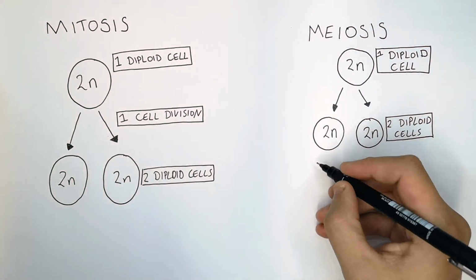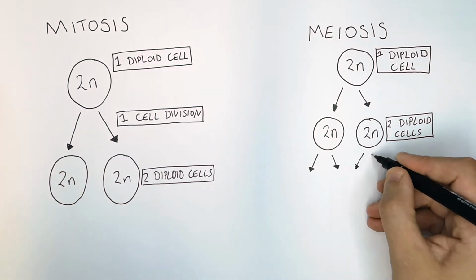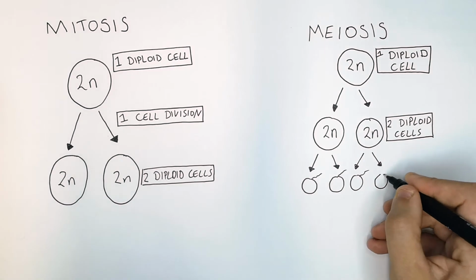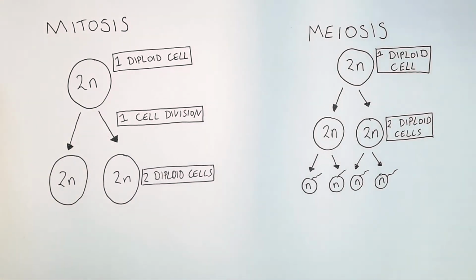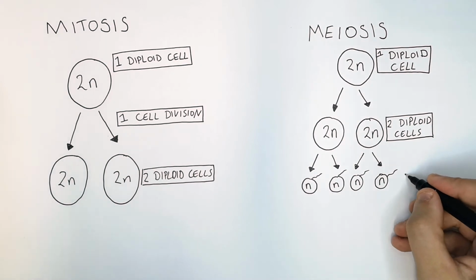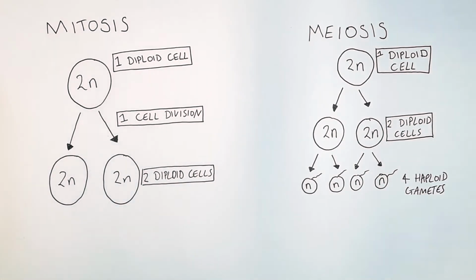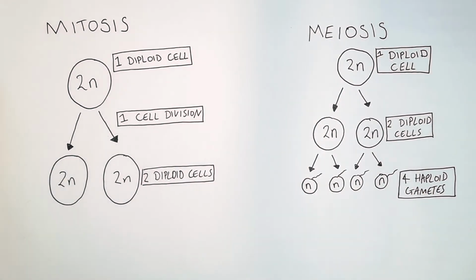This is where meiosis is different from mitosis. These two diploid cells divide once more, for a second cell division, forming four gametes. Four haploid gametes with one set of chromosomes. And these haploid gametes are all genetically non-identical.